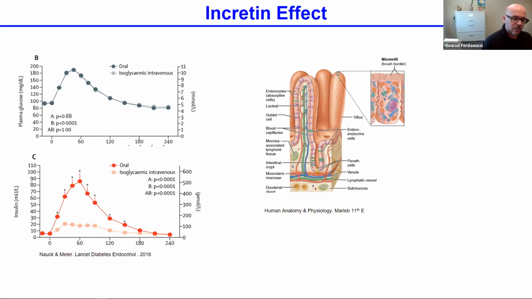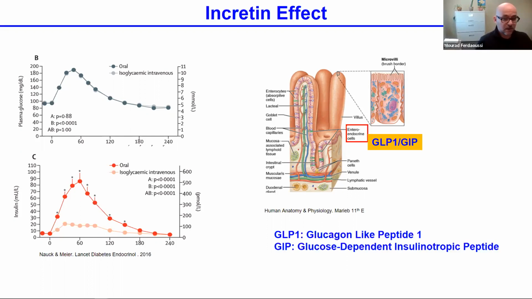Within the intestine, we have different cells, like in the small intestine here, the epithelial cells, whose function is to absorb nutrients and the glucose as well. But we also have those cells called enteroendocrine cells. Those are basically cells that secrete hormones. Among the hormones that those cells secrete are GLP-1, for glucagon-like peptide 1, and the other hormone is the glucose-dependent insulinotropic peptide, or GIP.